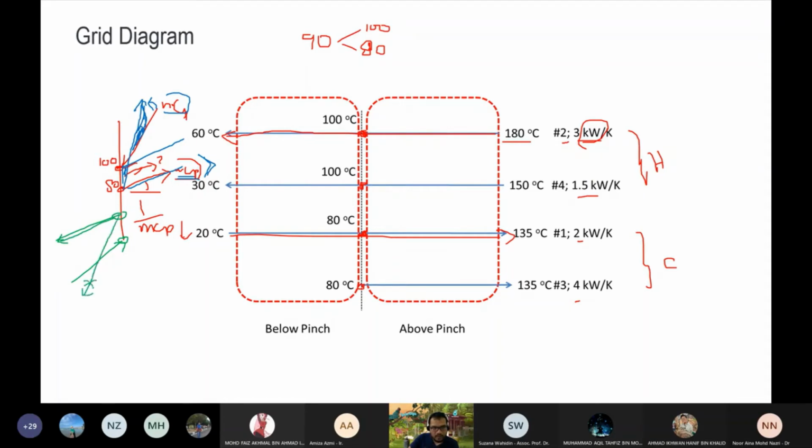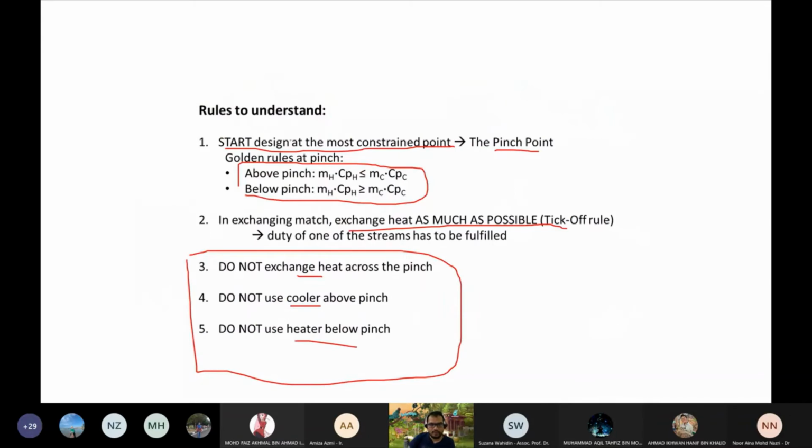So this is not allowed. This is not allowed. So in this case, we have to have MCP of the hot stream bigger. So MCP hot has to be bigger than MCP cold, in this case, below pinch. And above pinch, MCP cold has to be larger or equal to MCP hot, and then below pinch, hot has to be larger or equal to the cold. So that is then the explanation of this guy.